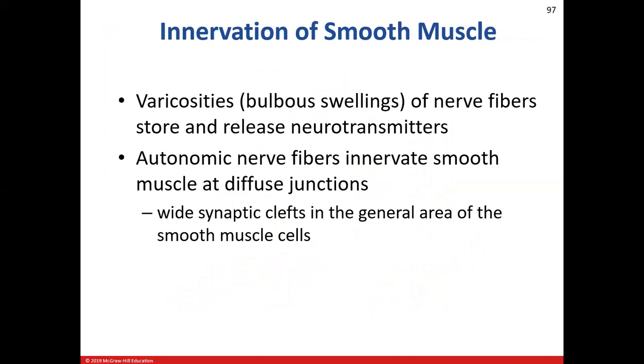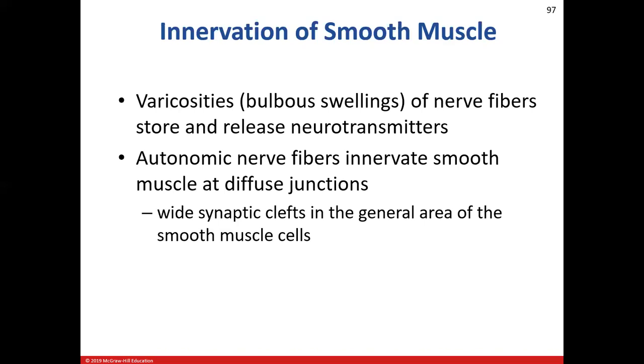So if we look at the innervation of smooth muscle and how the nervous system interacts with it, we have what we call varicosities, which are these bulbous swellings of nerve fibers. These nerve fibers store and release neurotransmitters, and these neurotransmitters are going to have essentially a dual effect. They're either going to be inhibitory or excitatory, which can either stimulate a contraction or inhibit a contraction.